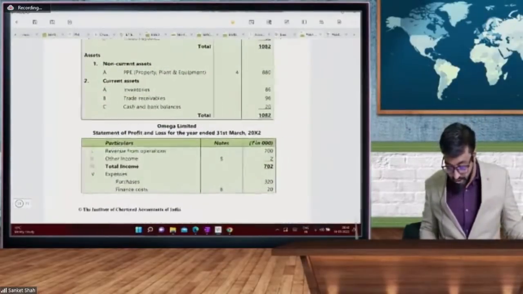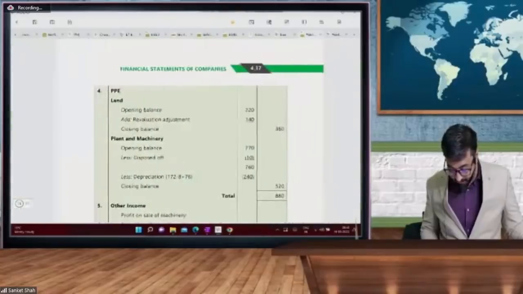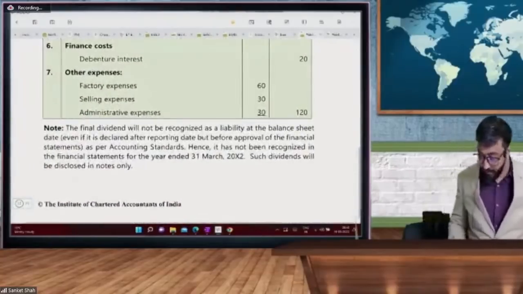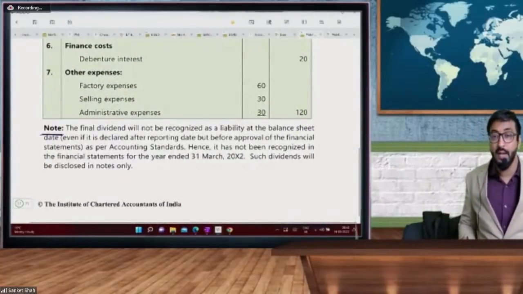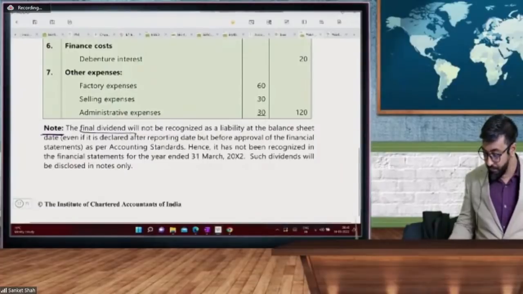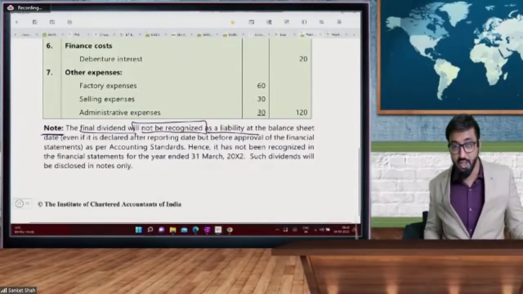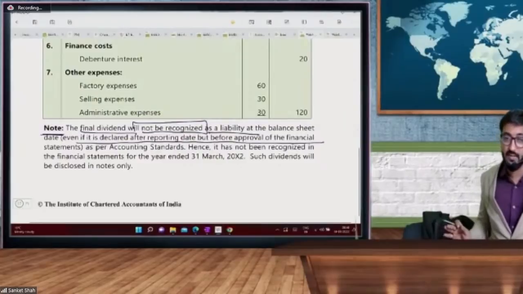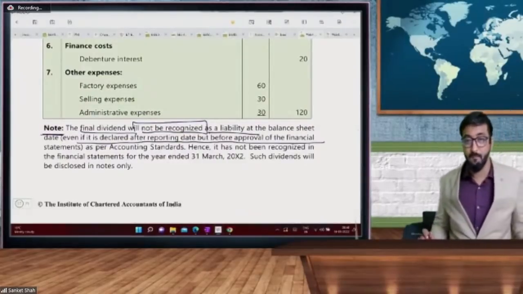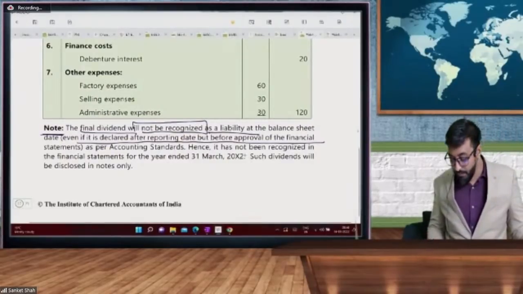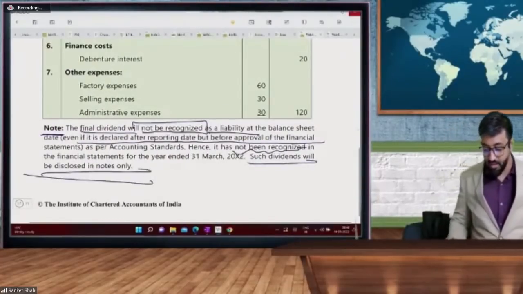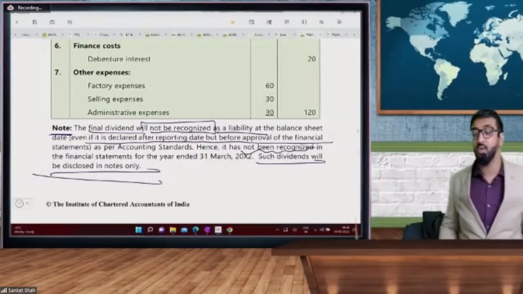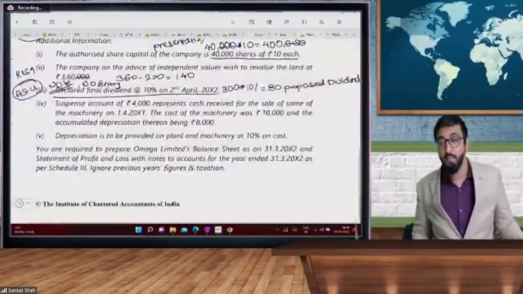So you can check in the balance sheet, this note you have to write, no need of any entry. The final dividend is not to be recognized as a liability in the balance sheet, even if it is declared before approval of financial statements, as per accounting standard 4. Hence, it is not recognized in the financial statements. Such dividend has to be disclosed, only disclosed, and no need to pass any entry.